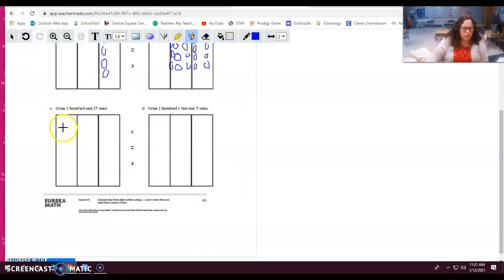And then the bottom one, you have to draw 100, 17 ones, and then you have to draw 100, 110, 7 ones. And again, are these two numbers less than, equal to, or greater than?